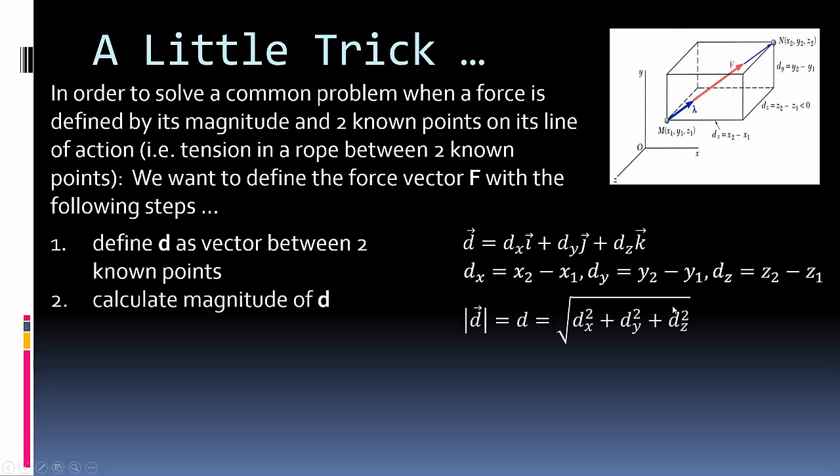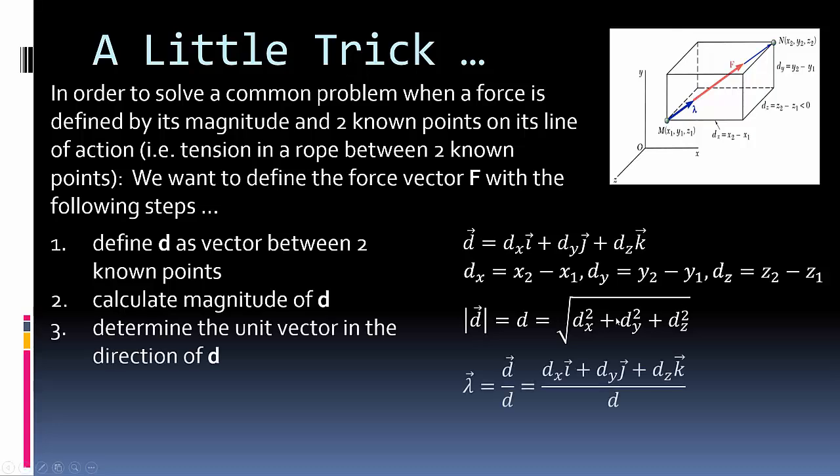And then we're going to calculate the magnitude of D. The magnitude of D, we're just going to call D, and it's the square root of the sum of the squares: dx squared plus dy squared plus dz squared, square root. So why do we want to know that? Because we're trying to find the unit vector in the direction of D.